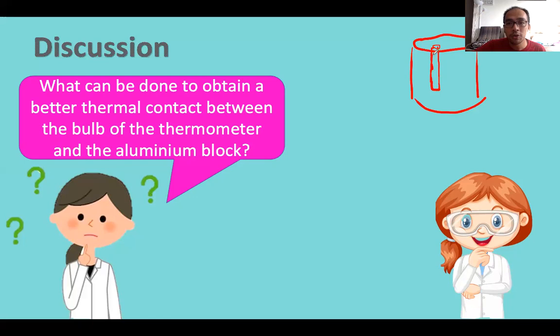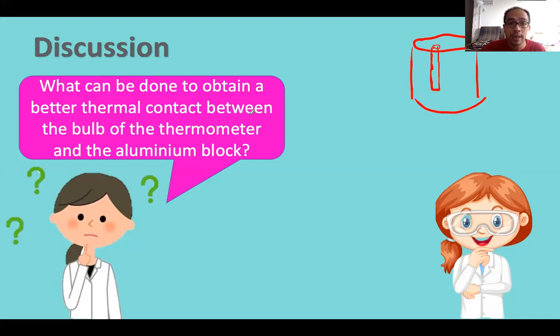Okay, so what can you do? The thing that you cannot do is wrap the hole with tissue paper, because it's problematic. Imagine you put tissue paper inside, and then the tissue paper is stuck there forever. You don't want that lah. So what can we do to obtain a better thermal contact? We want the thermometer to be actually touching the aluminium block. But sometimes it is not possible, partly because the hole is so big and your thermometer is so small.